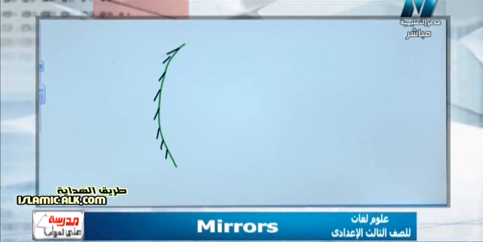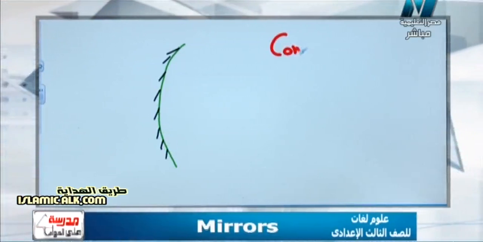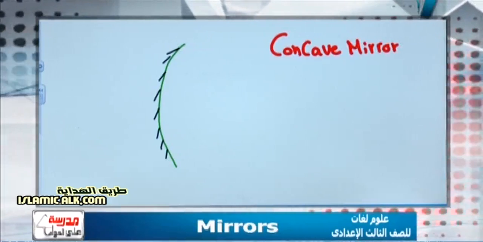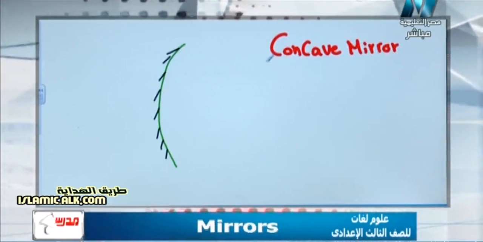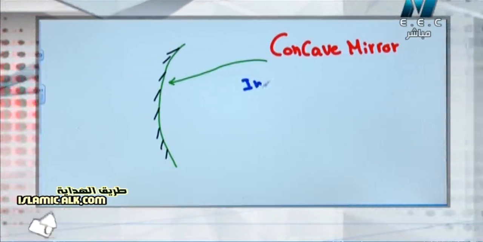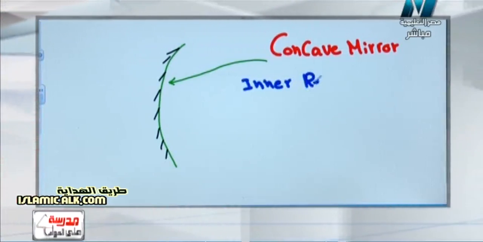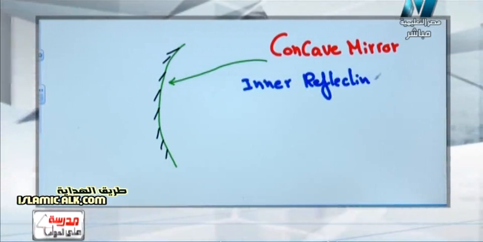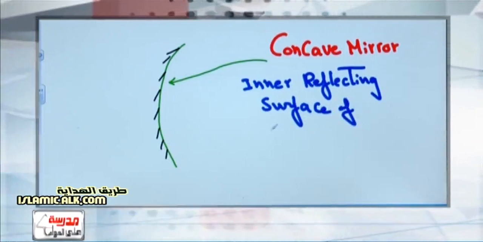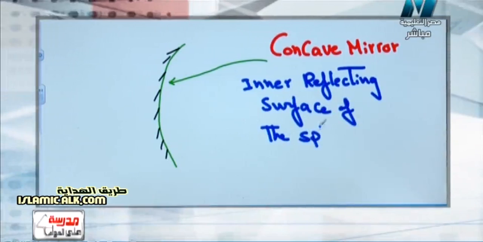And we make the shaded area behind the mirror as you see like that. So here we talk about what? We talk about concave mirror. As mirror here, which means what? As mirror has the inner reflecting surface of the sphere. يعني الجزء الداخلي من السفير هو المراية.